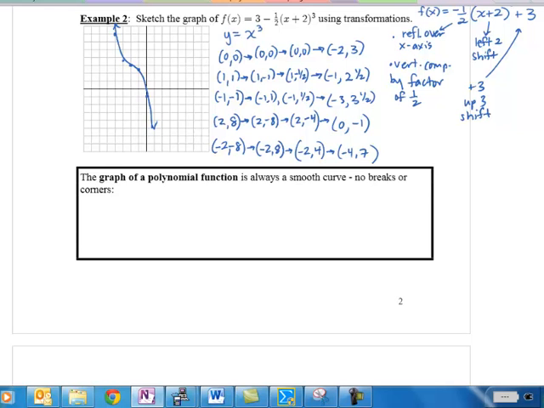Alright, so graphs of polynomial functions always have the same look. They're what's called smooth curves, which means there are no breaks or corners. So you won't have something like that. You won't have any corners like that. And you won't have any disconnected pieces, so you would never have something like a piecewise function that does that.